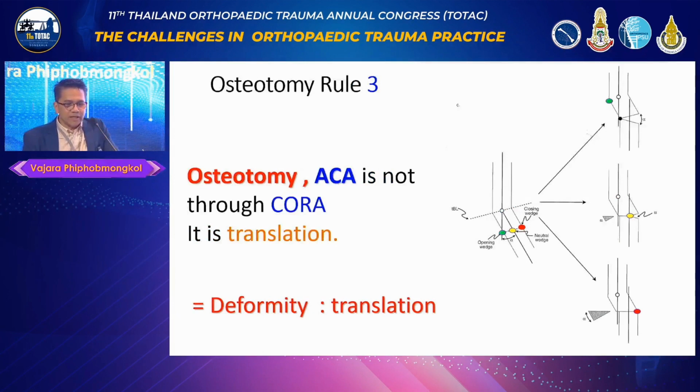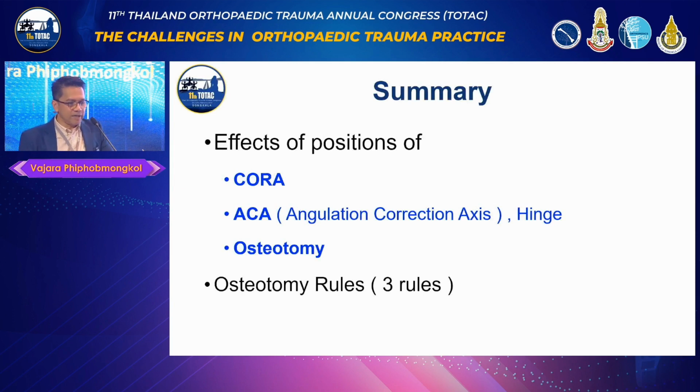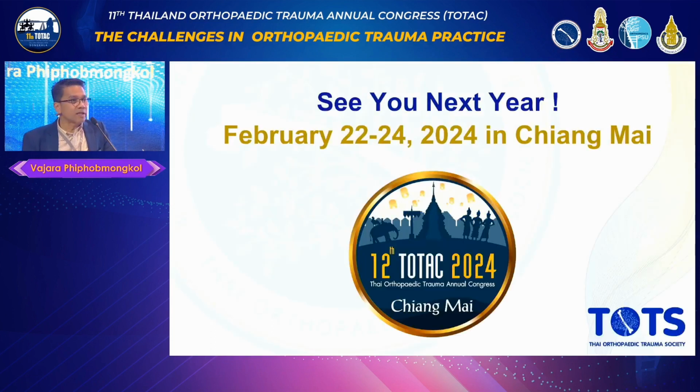But number 3, if you have the ACA, I mean the axis of correction, here, not on the bisector line, you still have deformity left. So in summary, the effects of the position of the CORA of the bone, or your bisector line, and then you put this, we call the angulation correction axis, and then the osteotomy. This is what you have to know today, and you know the osteotomy rules. Thank you for your attention.